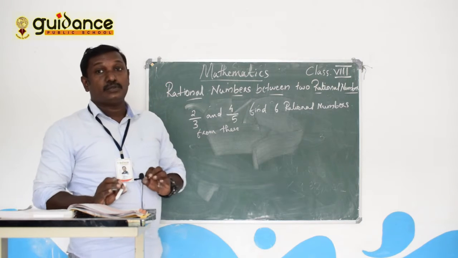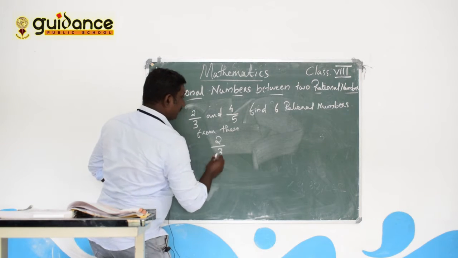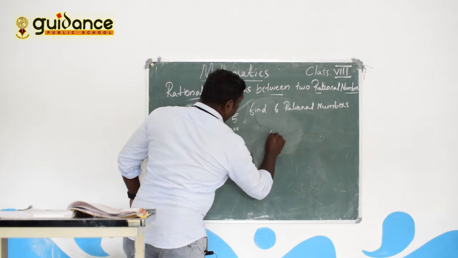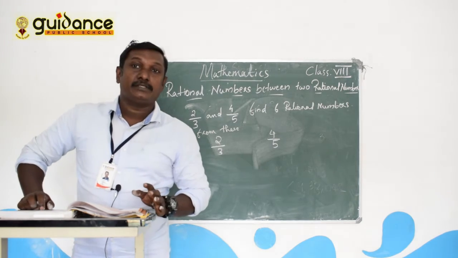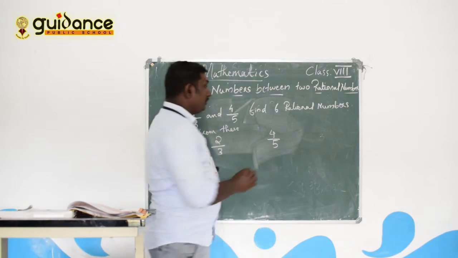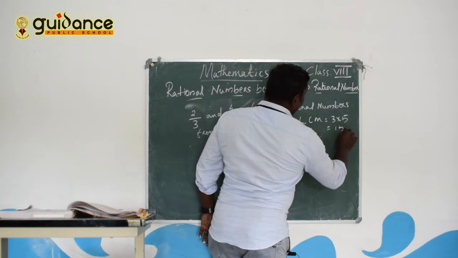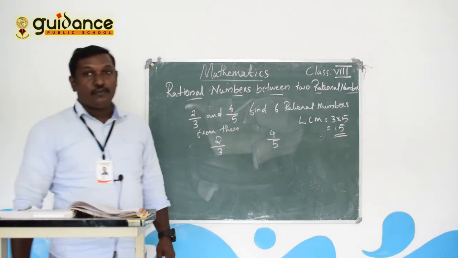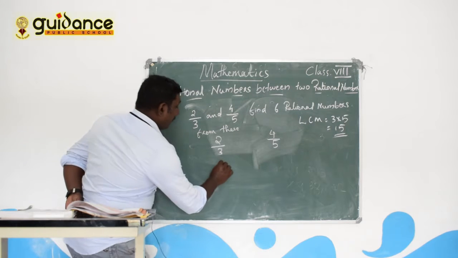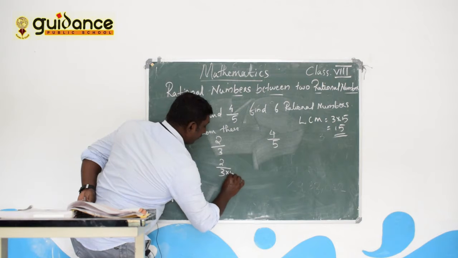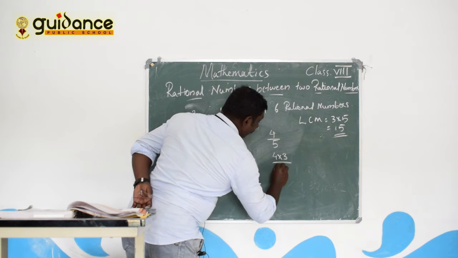So firstly we have to change the denominators to become the same. How can we do that? For 2 by 3 and 4 by 5, the denominators are prime numbers, so the LCM must be 15, which means we can change the denominator into 15.